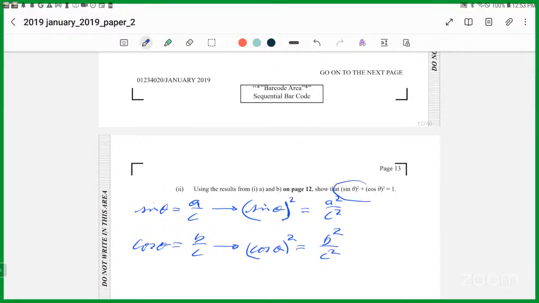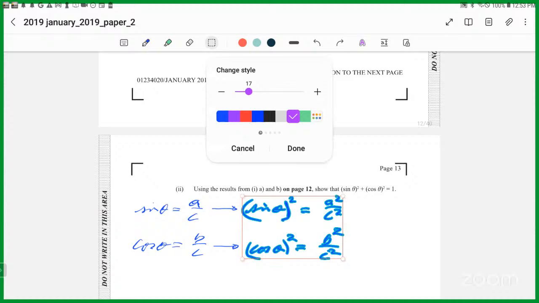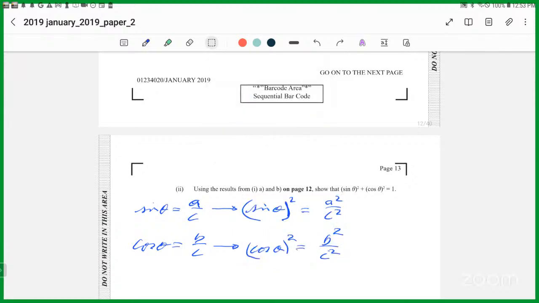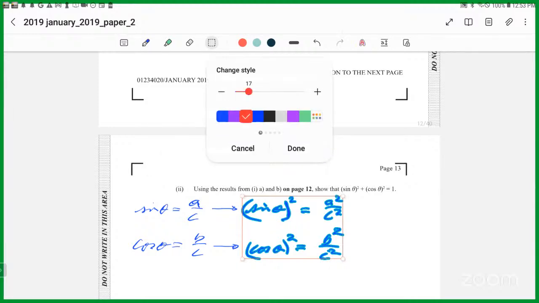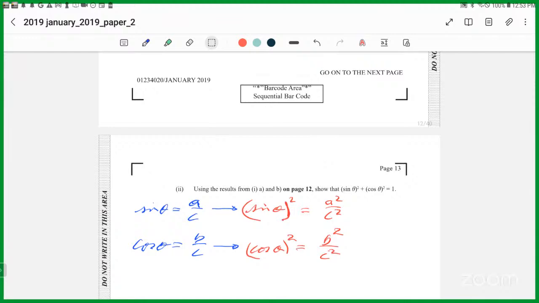So here we're adding them. We're adding these two things. Put this part in red, the things that we need to add. Change that to a different color. All right, so we're going to add these two equations now. We're trying to form this side.